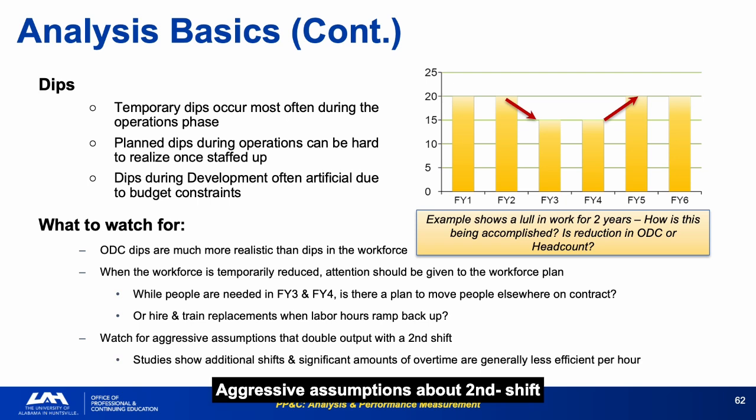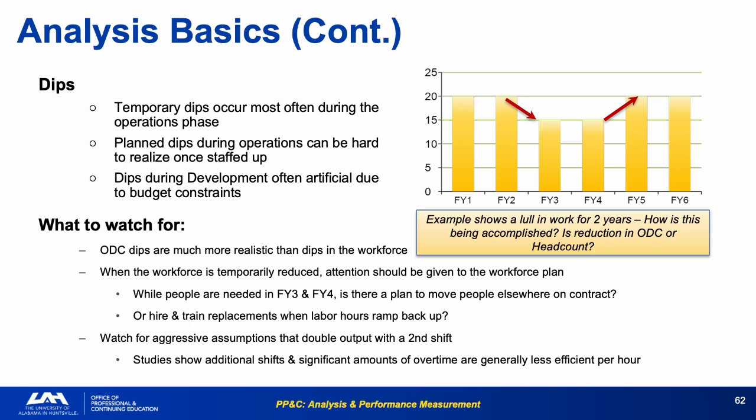Aggressive assumptions about second shift efficiency are a common way of making the math work during a dip period. Studies consistently show additional shifts are less efficient per hour than planned.